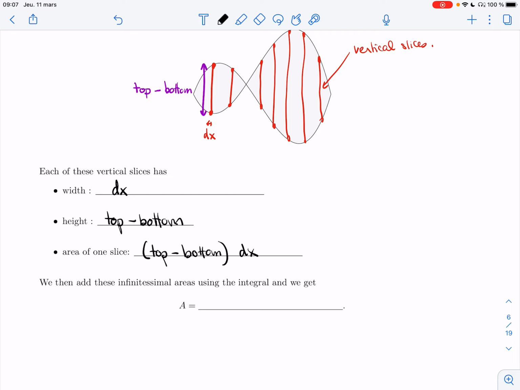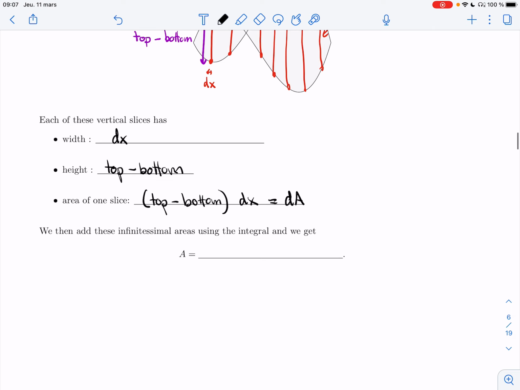Right, now we want to add them up. We're going to call this dA if you need a name for it. We're going to add them up. So usually you add them up with a sum when you do Riemann sums. But here, because there are really infinitely many of them, what you'll need to do is take a fancy sum, which we call the definite integral.